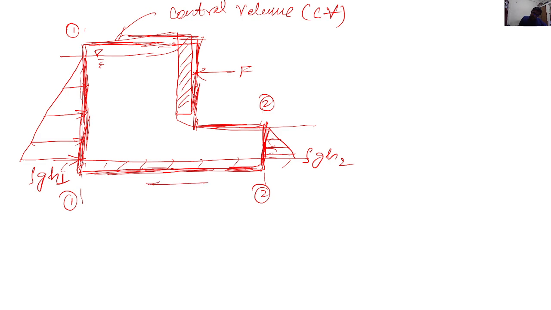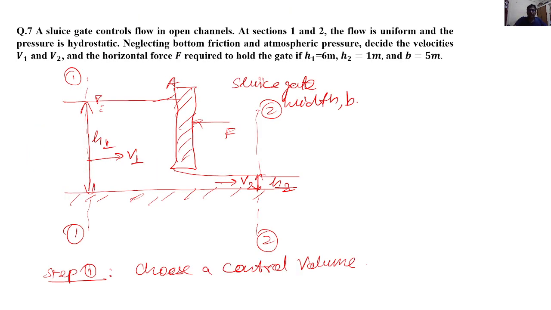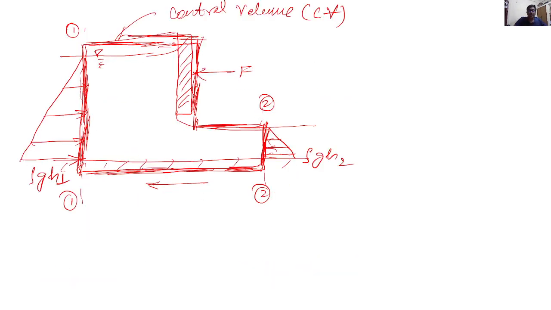The question already states that the shear stress, the bottom friction, is to be neglected. So that is what we are writing: tau is equal to 0. So that is what we know by now. We have drawn the control volume. Now let us take step 2, move to step 2 in the question.